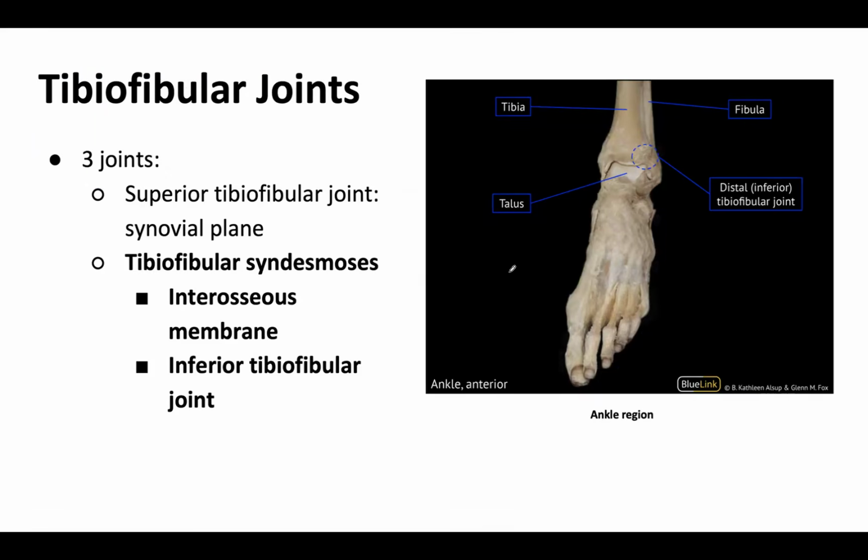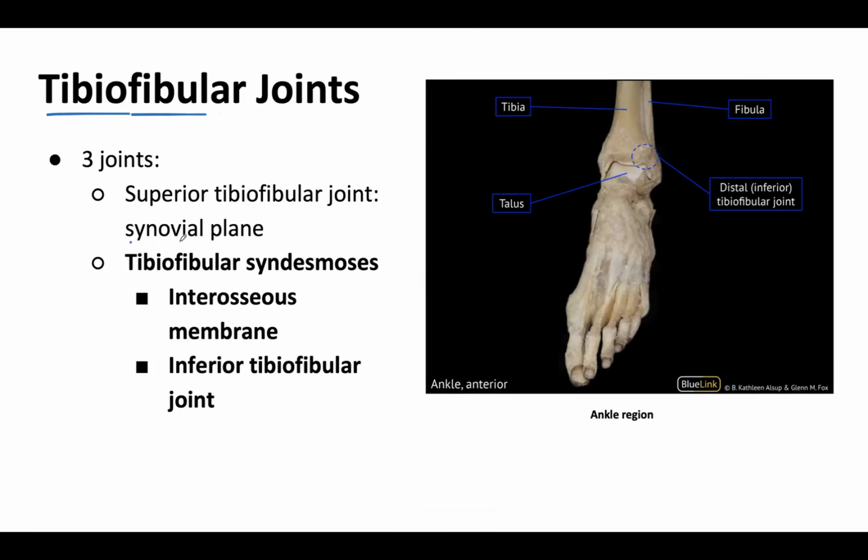And we will start with the proximal most joints in this region, and these are the joints between the tibia and the fibula, the tibiofibular joints. There are three separate joints, similar to what we had in the forearm between the radius and the ulna, with one pretty big difference. The proximal most or superior one is pretty similar. So we're going to have the superior tibiofibular joint.